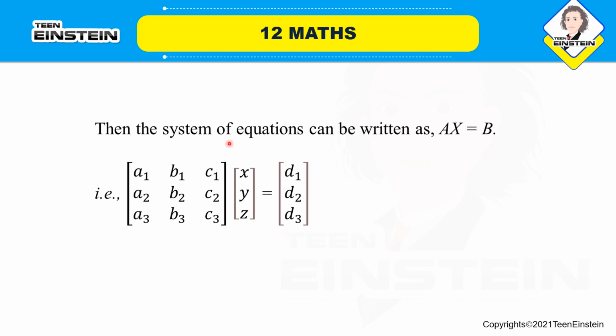Now, the above system of linear equations can be written in the form AX equal to B. That is, what is A? A is the coefficient matrix: a1, b1, c1, a2, b2, c2, a3, b3, c3. What is X? X is the column matrix, the unknown matrix, x, y, z, equals B, which is d1, d2, d3, right?